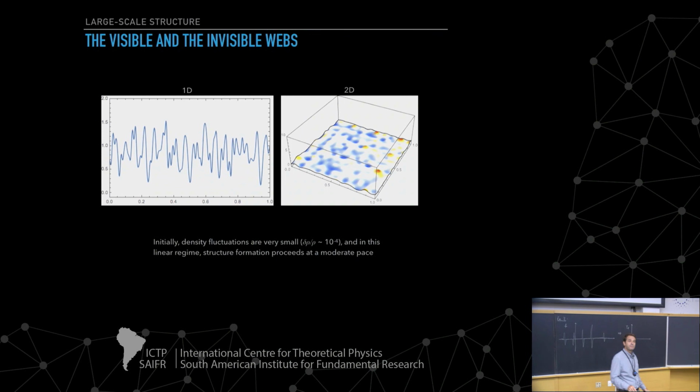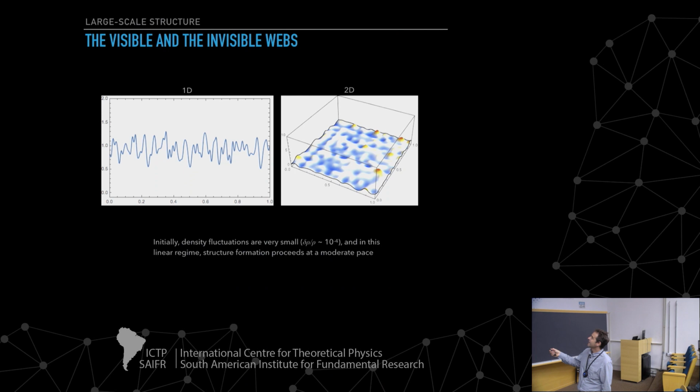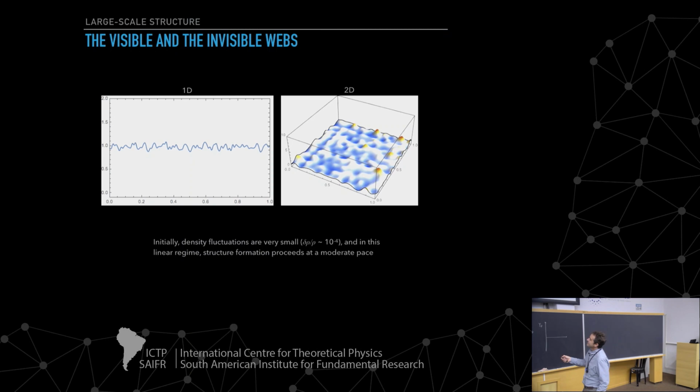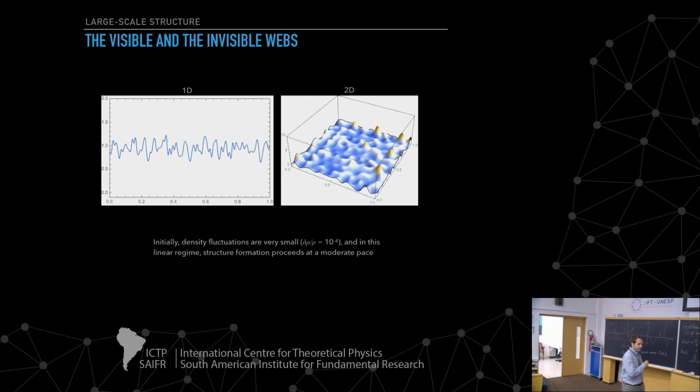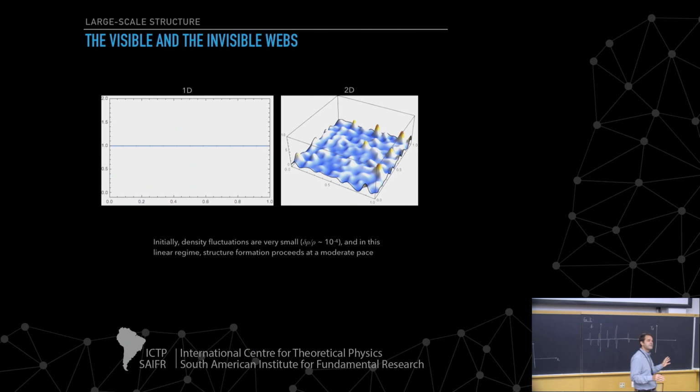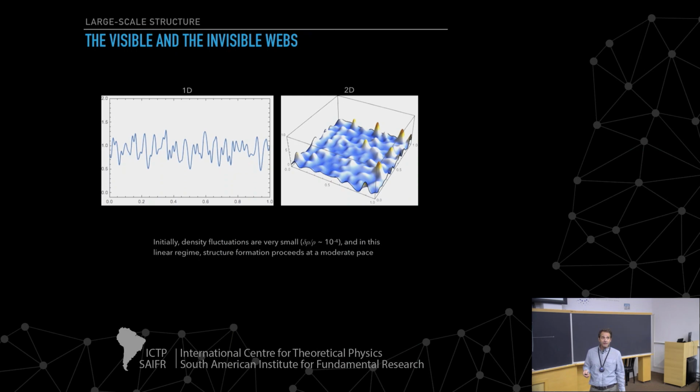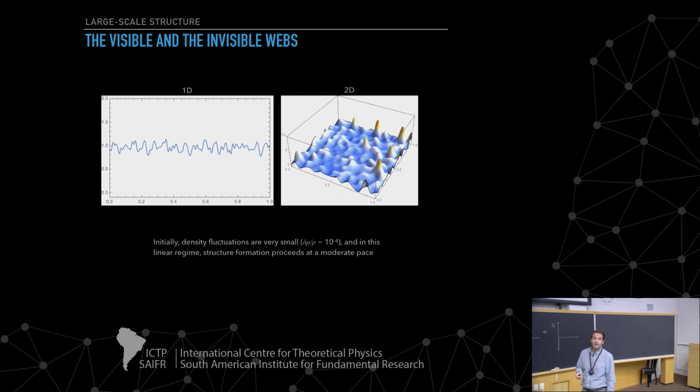In 2D, this will be something like this, and in 3D, you can't really visualize so well, but that's basically it. We know that these initial fluctuations in density were of order 10 to the minus 4, 10 to the minus 5, at a redshift of 1,000, so we can evolve them in time, and for at least the first few hundreds of millions of years, this is a very good approximation. Of course, this becomes a poor approximation once this delta becomes of order 1. You cannot do this anymore.